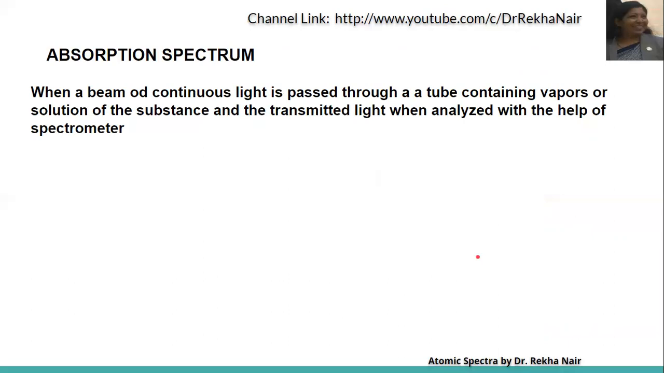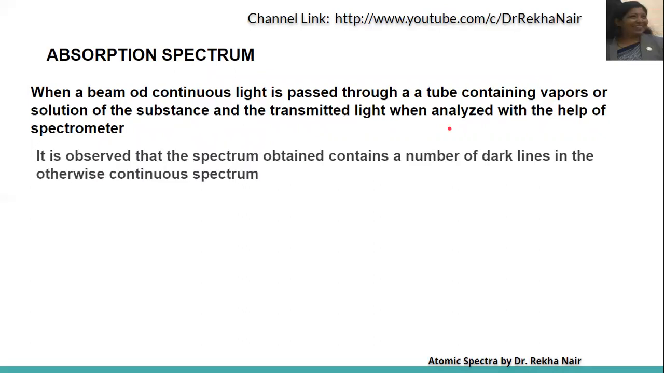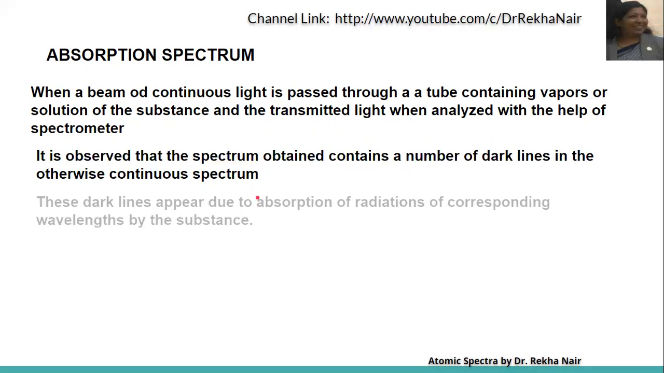When a beam of continuous light is passed through a tube containing vapors or solution of the substance and the transmitted light is analyzed with the help of a spectrometer, it is observed that the spectrum obtained contains a number of dark lines over the otherwise continuous spectrum, like light waves. When light is passed through the prism, we got VIBGYOR, a continuous spectrum. So here also we are discussing the same.